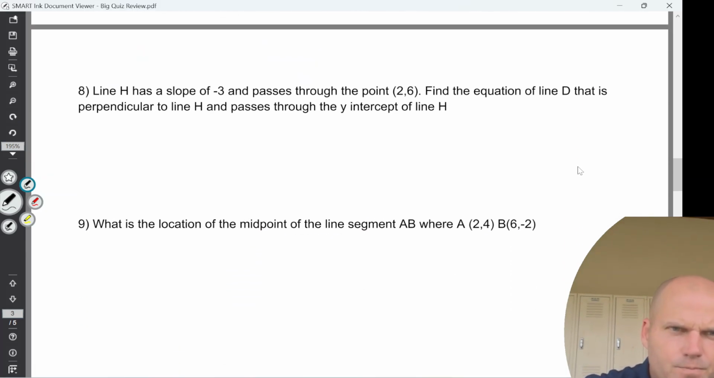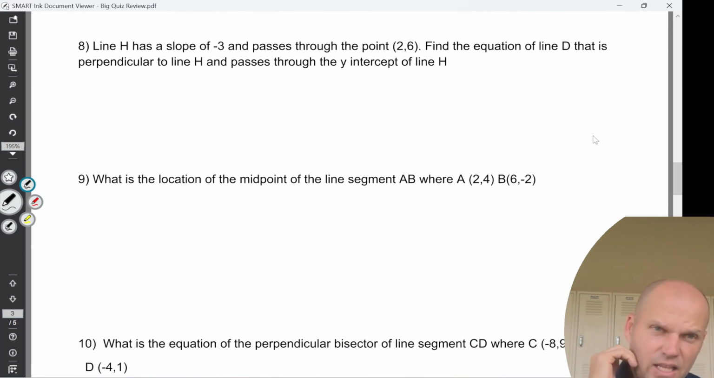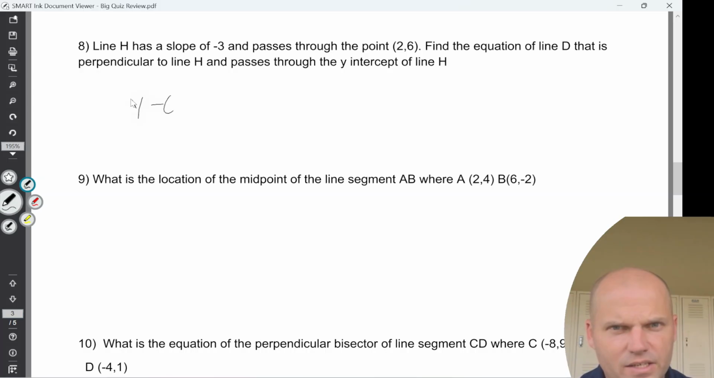Question number 8, line H has a slope of negative 3 and passes through the point 2, 6. So I have y minus 6 equals negative 3 times x minus 2 as the equation of H.